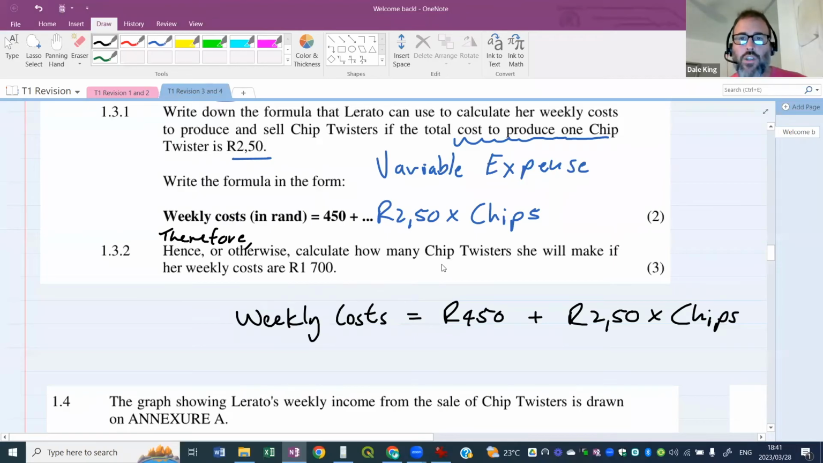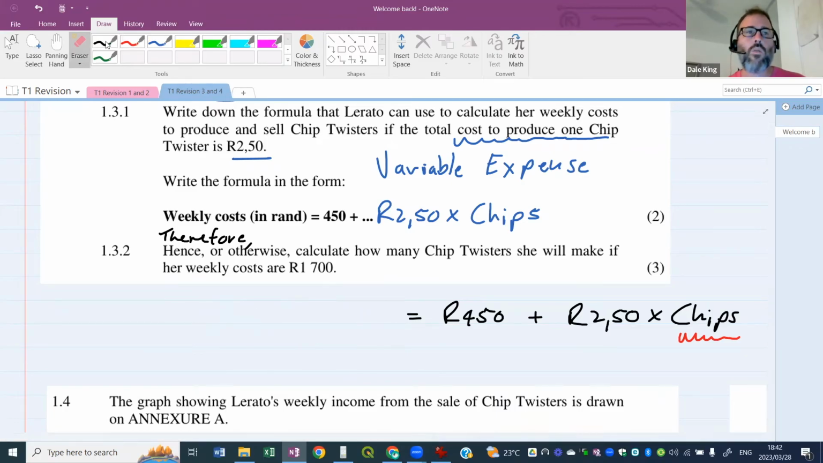Calculate how many chips she will make. Now, they'd want us to work out this part of the formula. Usually we're working out this part of the formula here, but they want to work out the chip part of the formula. Well, if they want us to work out chips, they've got to give us all the other numbers, don't they? So what they did was they gave you the weekly costs. They said, if your weekly costs are 1,700 Rand, how many chips will she have to make?